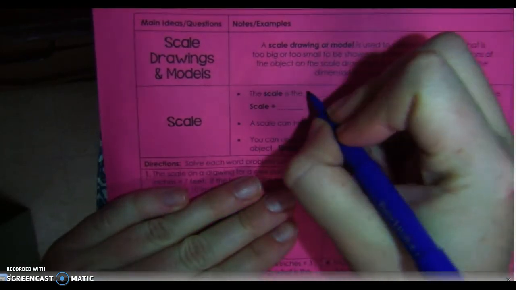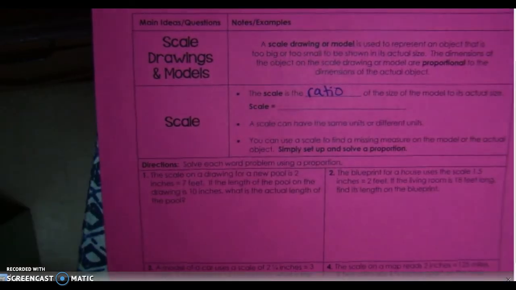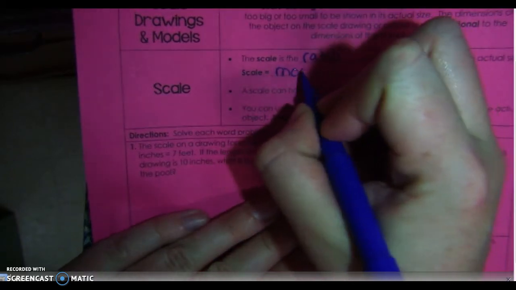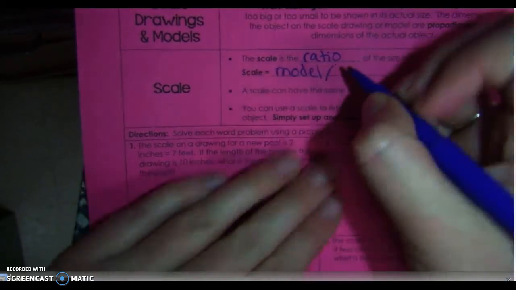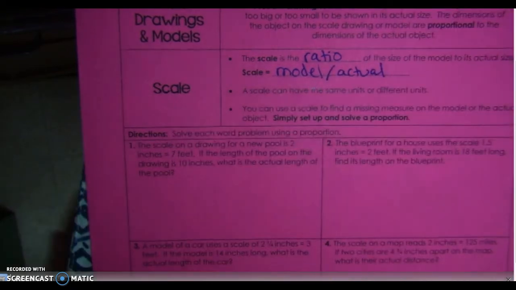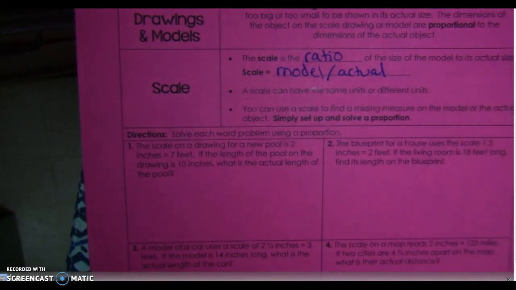the ratio of the size of the model to its actual. We're going to create the same ratio all the time to be consistent. So it's always going to be the model over the actual. Scale can have the same units or different. It doesn't really matter. And you can use a scale to find a missing measurement on the model or the actual object with setting up a proportion.